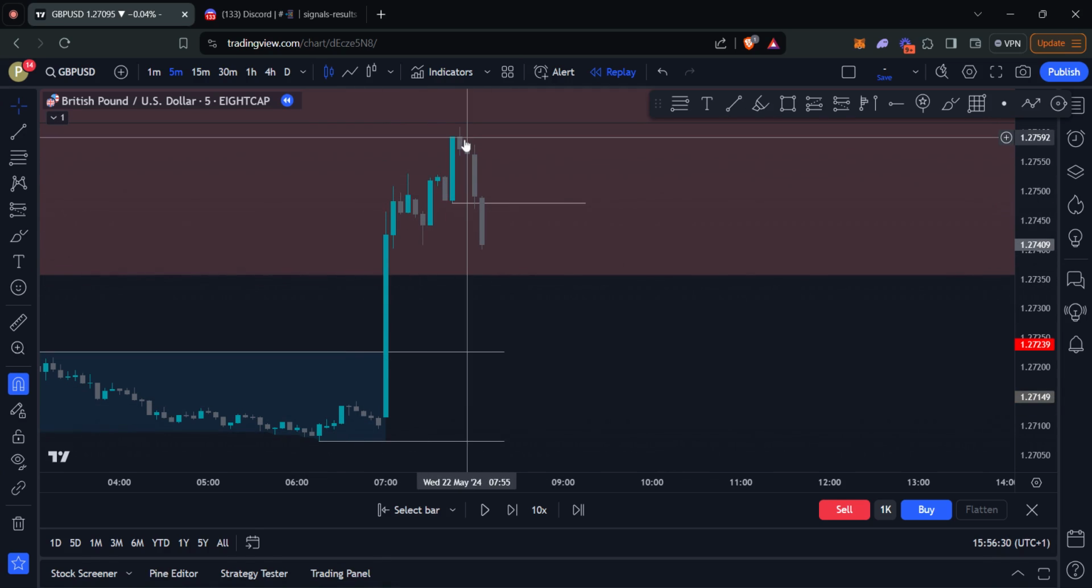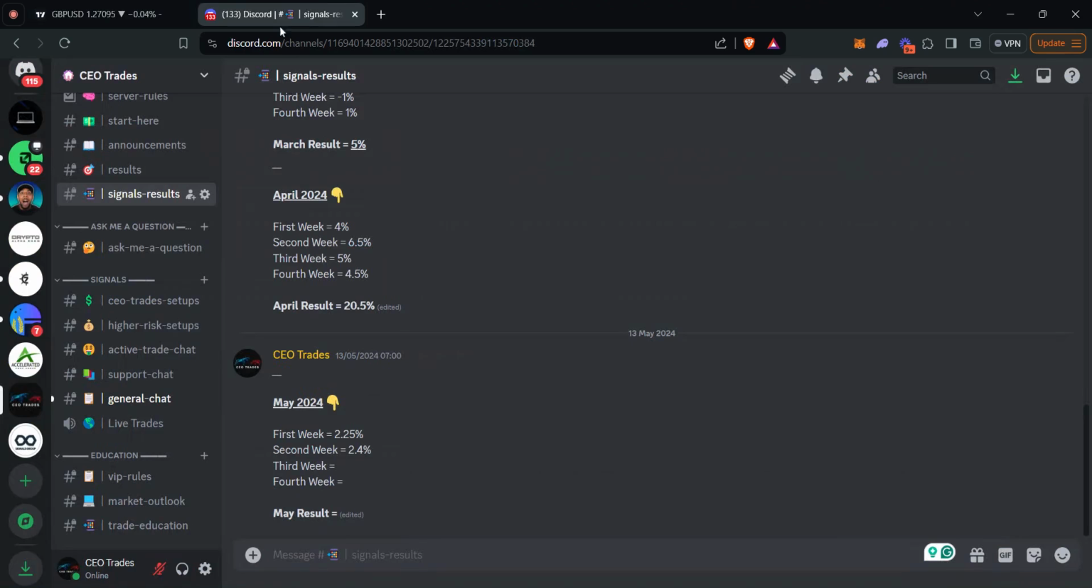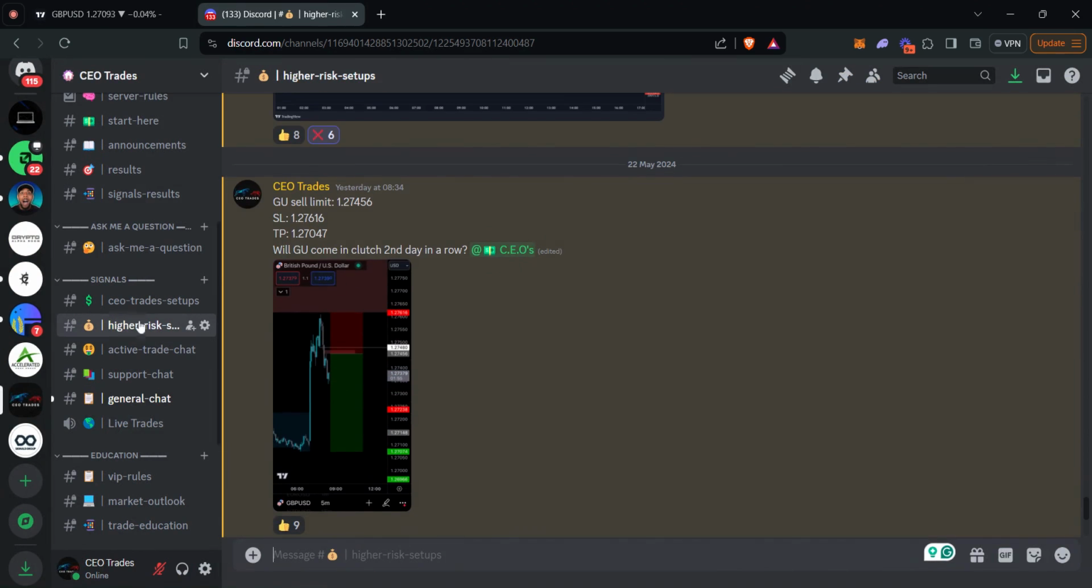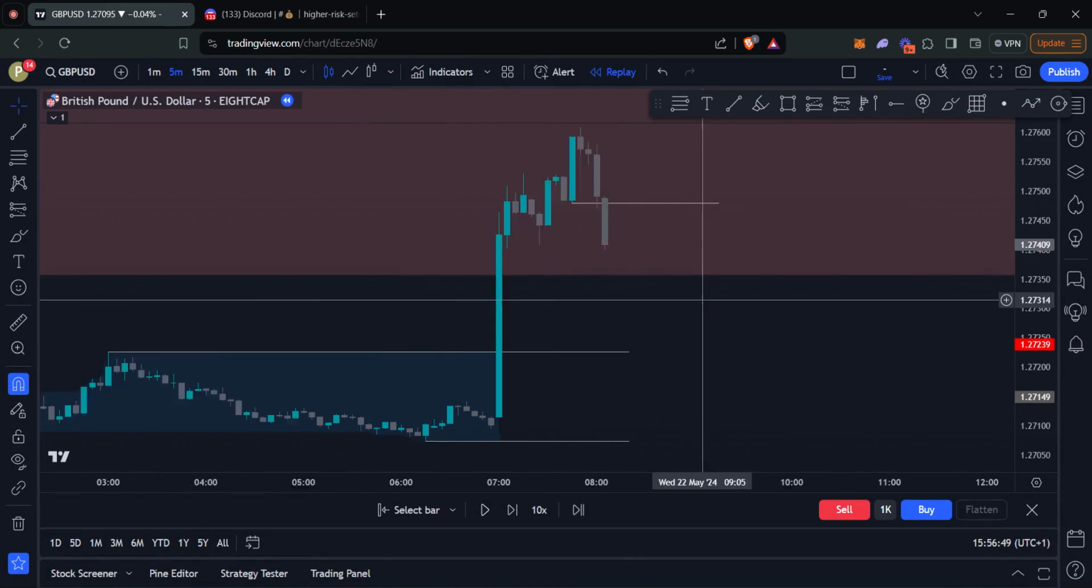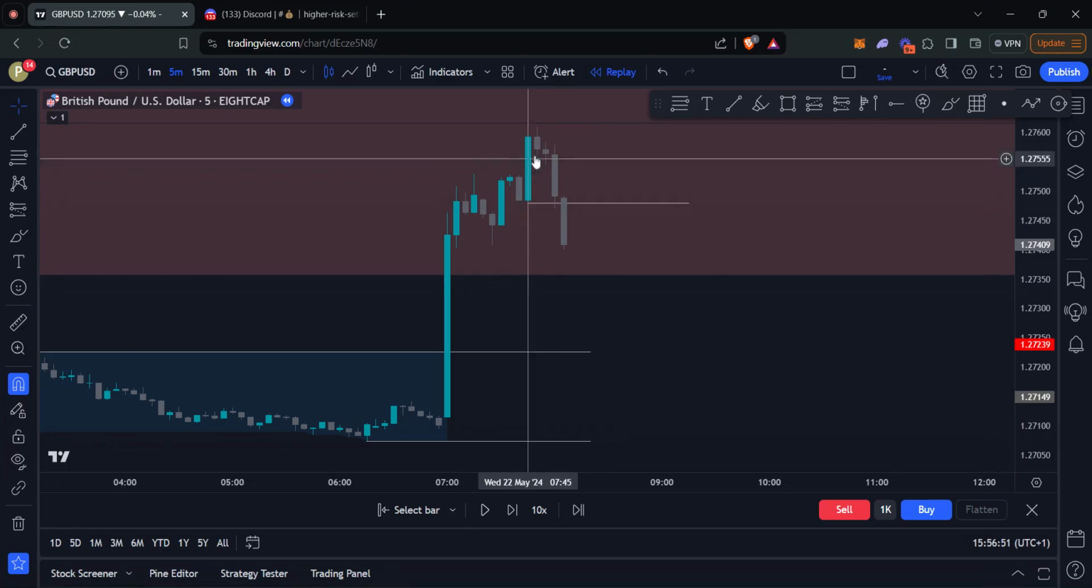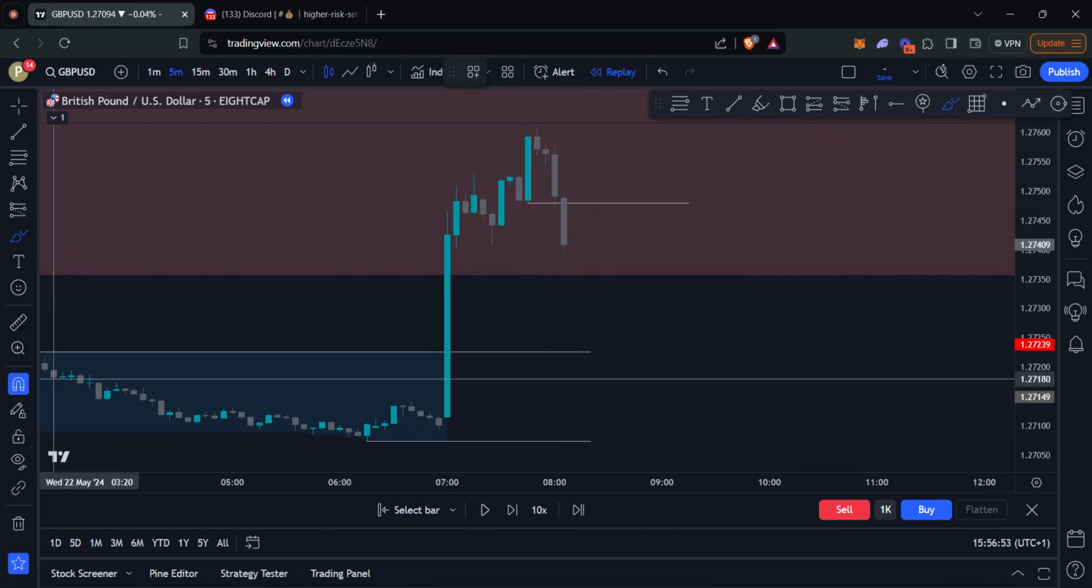Therefore, we have to expect that price may take us out before giving us the actual move. This was the entire reason why I sent this trade into the higher risk setup channel, because this was fueled by news. So we knew that there is a chance that price can be manipulated before giving us the actual move down.